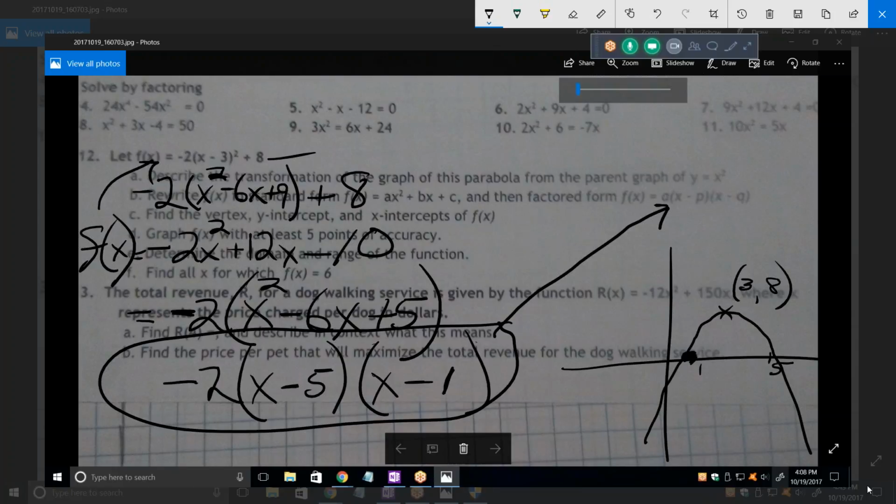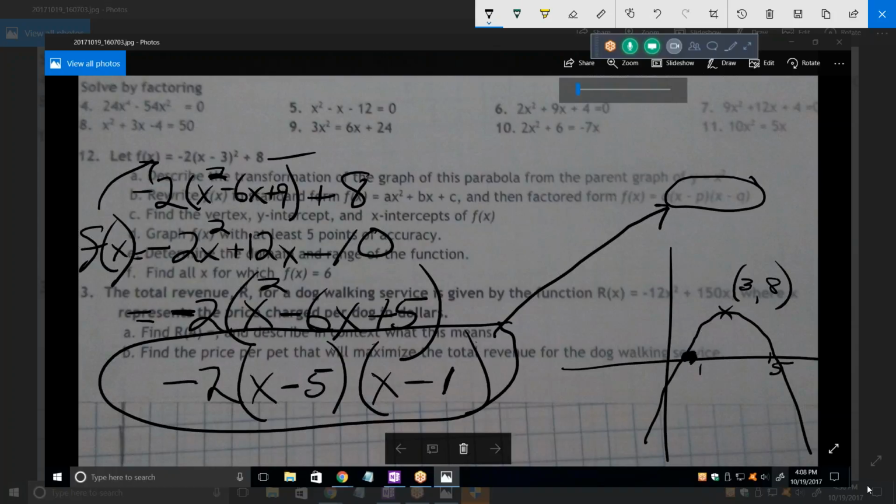So the x-intercept is 5? One of them. Or two of them. There's one at 1 and there's one at 5. Notice this format over here is x minus p times x minus q. So p is plus 5 and q is plus 1. So those are my two x-intercepts.